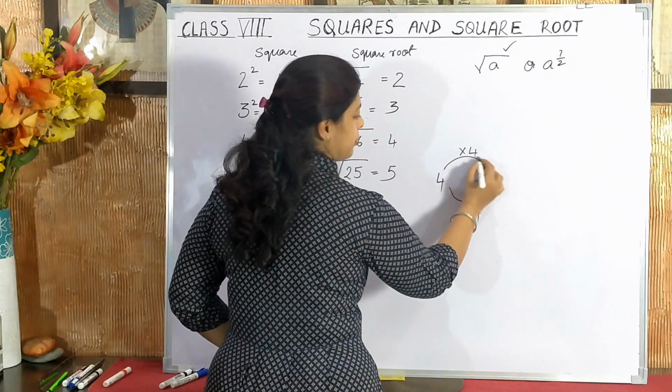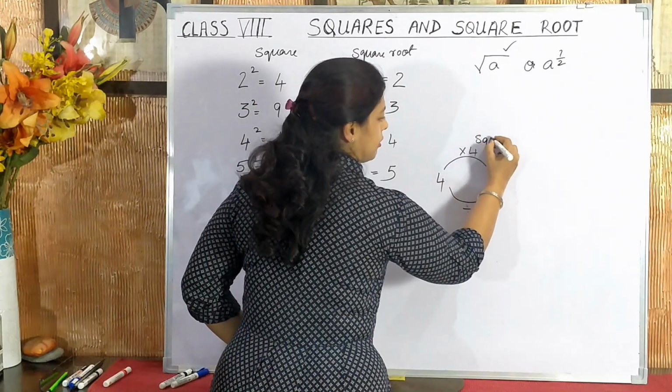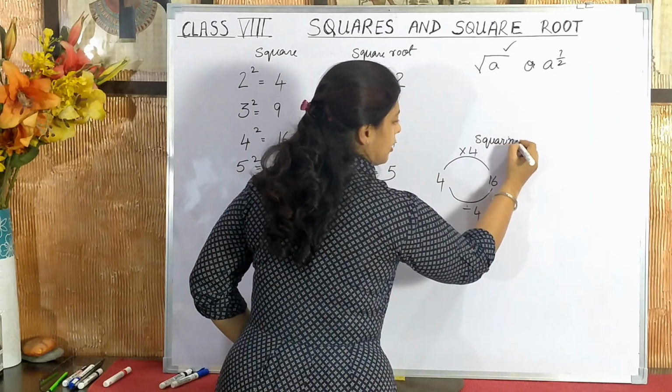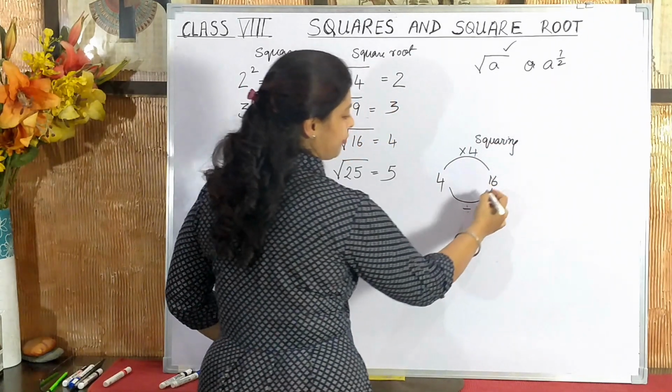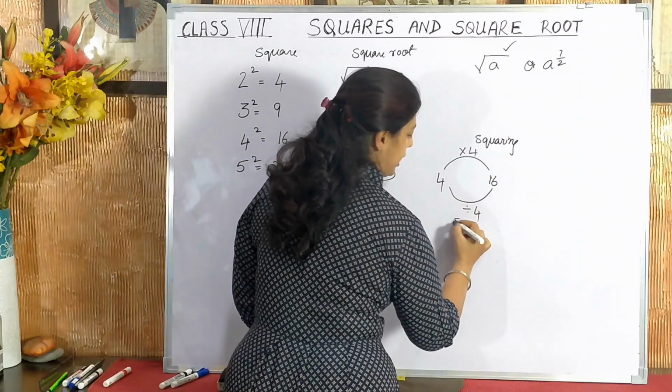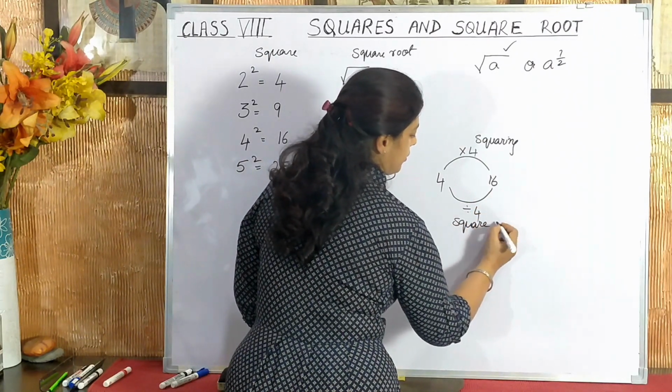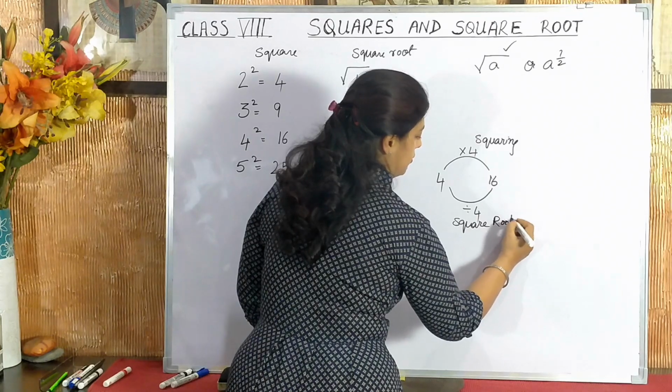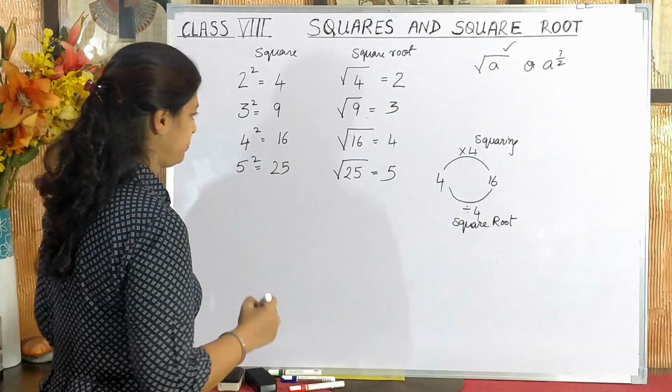Over here when I multiply, I am squaring and getting the square as 16. If I am taking the square root of 16, it means I am dividing by 4 and I get the square root as 4. I hope you all have understood this.